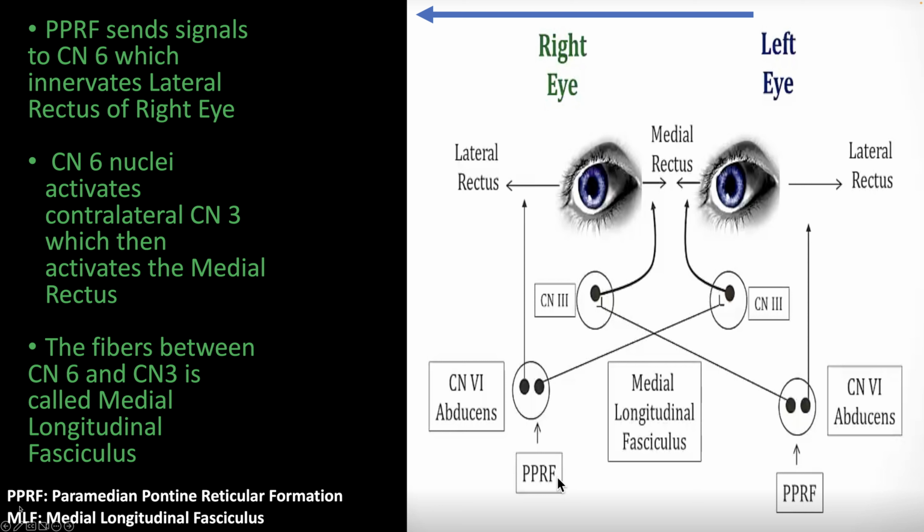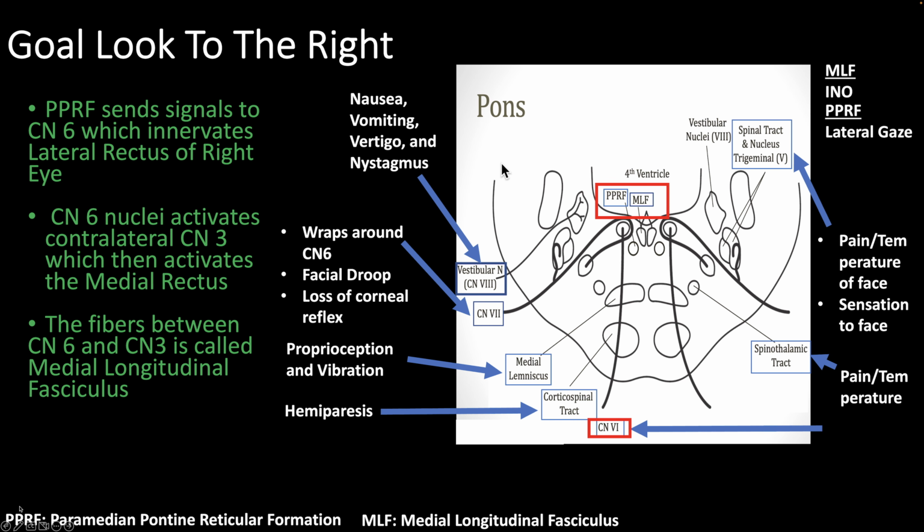So the PPRF signals cranial nerve 6, the abducens, which is connected contralaterally to cranial nerve 3, the oculomotor nerve, through the medial longitudinal fasciculus, which then tells the medial rectus to look the same direction, to look right. Remember the pons: the PPRF, the MLF, cranial nerve 6, and also the oculomotor nerve. You can see they're all connected, again, structure and function.